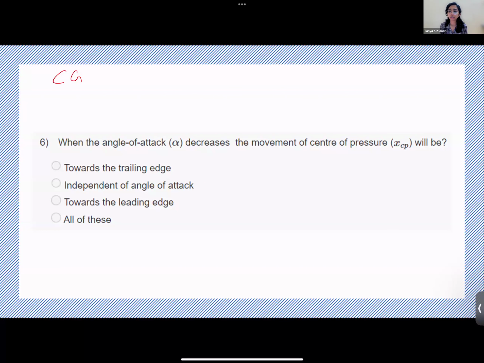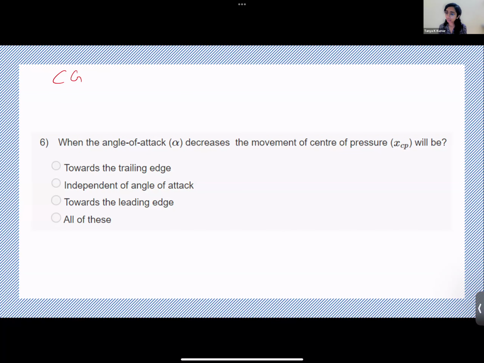Yes, Harish, your answer that says that the CG goes towards leading edge when angle of attack decreases, it's problematic because CG does not change with respect to angle of attack. It's fixed, right? So it's the distribution of mass. The mass distribution gives you the CG, which is fixed. It will not change with respect to angle of attack. So that is not the right explanation.